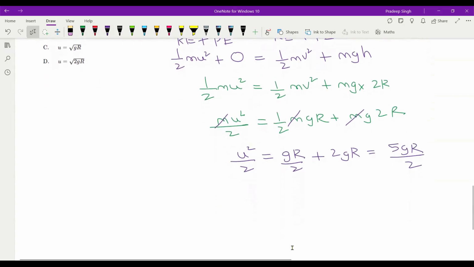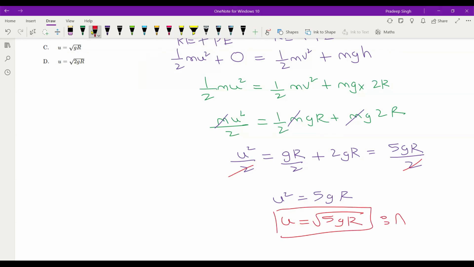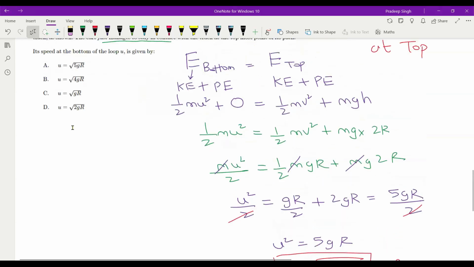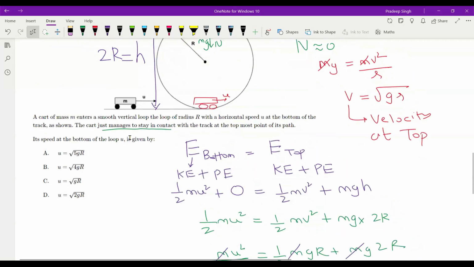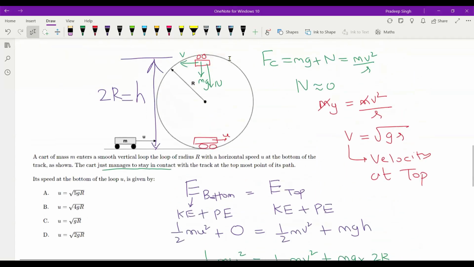Now let us make u squared the subject. u squared will come out as 5gr, as the 2 in the denominators will get cancelled out like this. And finally, we make u the subject. So we get root of 5gr as the answer. Now this is the minimum speed of the cart at the bottom, such that when the cart reaches the topmost point, it is just in contact with the track. And hence the answer for this question is option A.